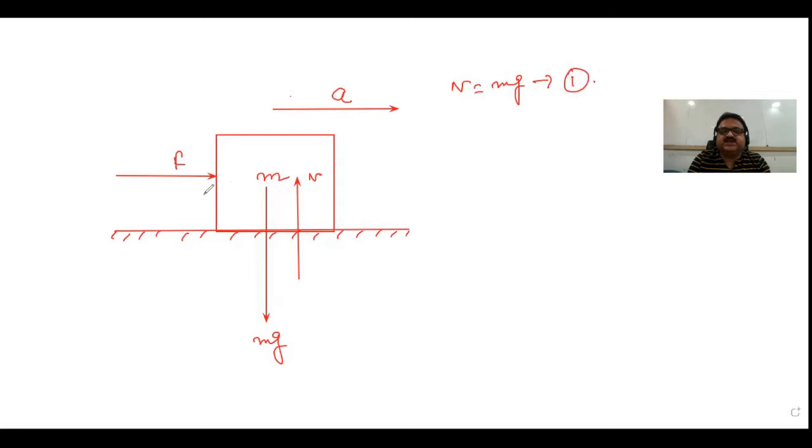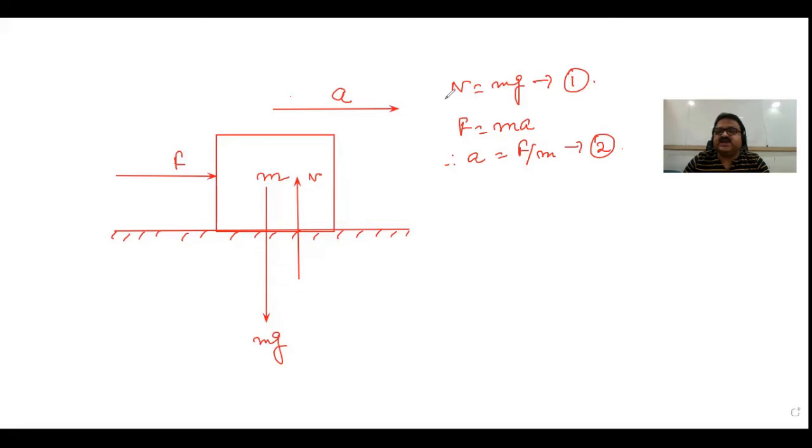But look, along the y-axis there is no force which is able to balance this force F. As a result, net motion will take place along the x-axis. So we apply Newton's second law: net force is equal to mass of the body into acceleration of the body. That means F equals ma. Therefore, a equals F by m. This is the simplest case that I have shown you.